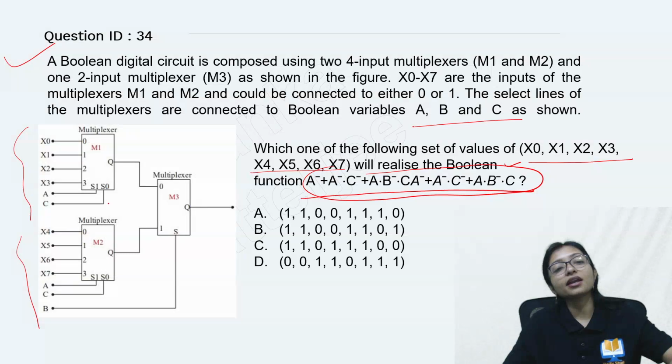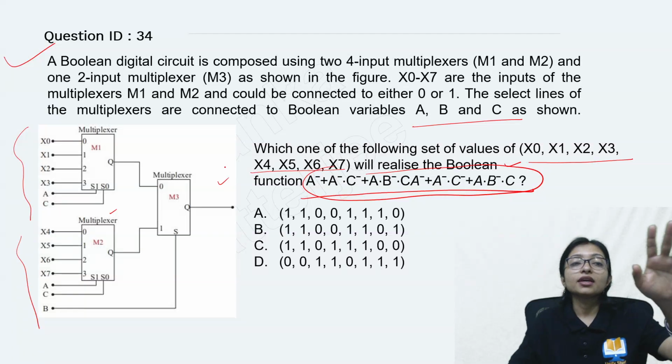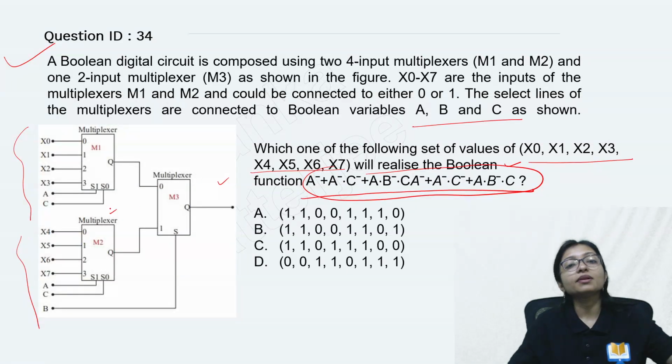Previously they gave the input and asked you what the function is. Now the function is given to you. You have to tell what the values of x0, x1, x2, x3 will be so that I can get the equation. First of all, directly put in this equation. What will be my value?